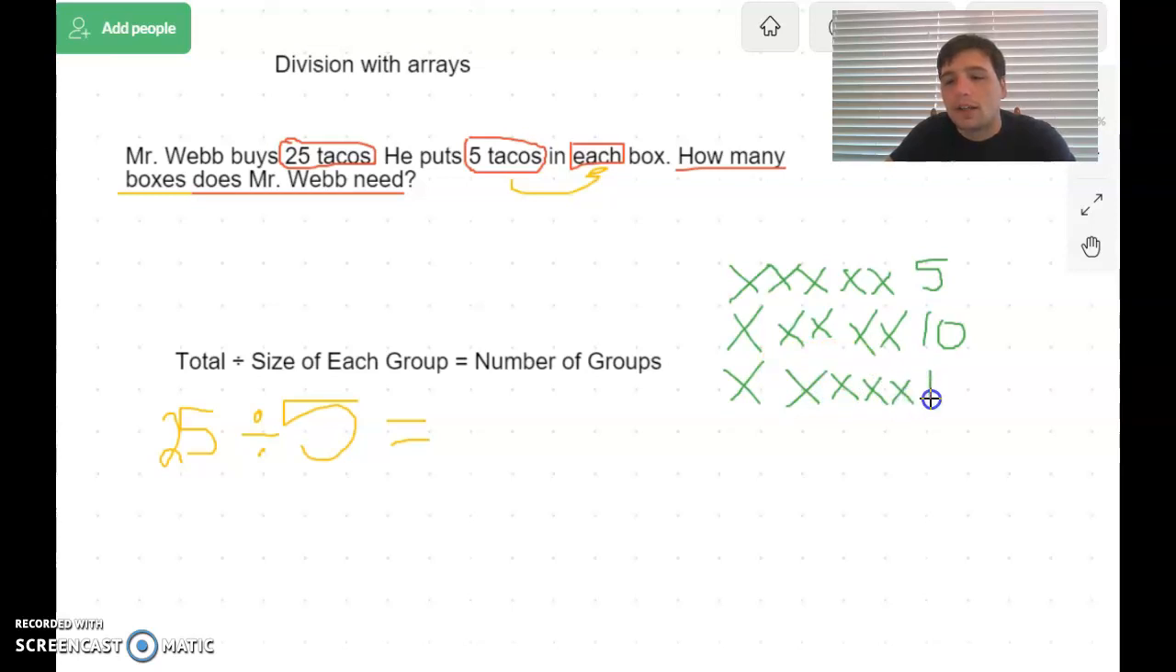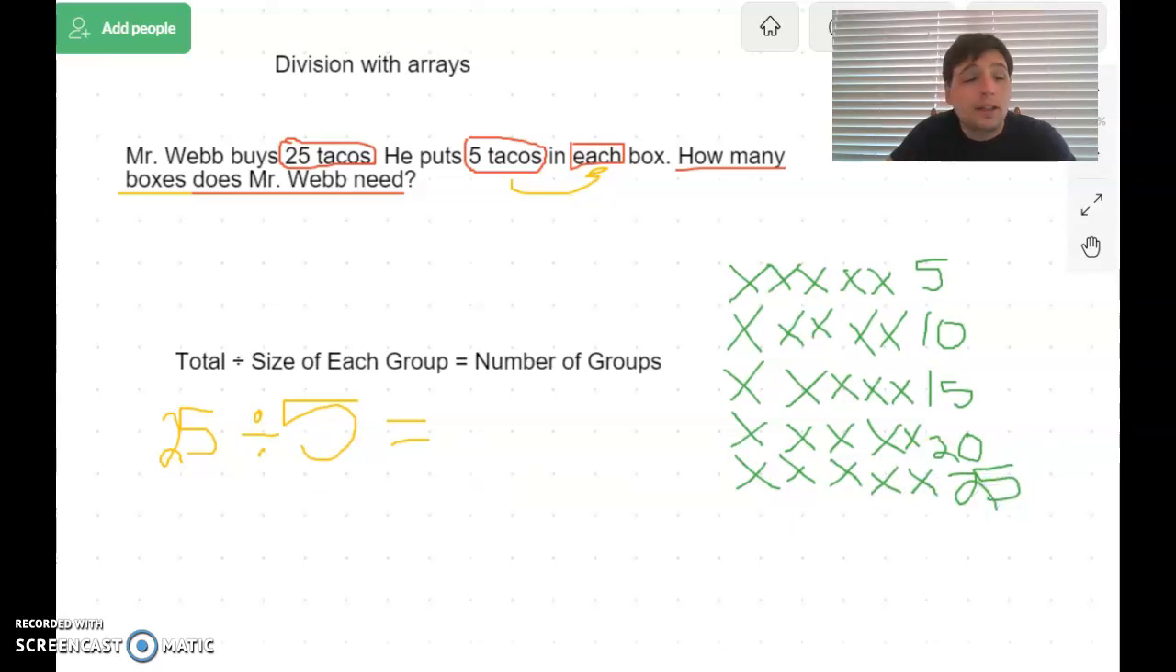That will give me 15, 16, 17, 18, 19, 20, 21, 22, 23, 24, 25. So right there, I already found my answer. I have, here's one box, 2 boxes, 3 boxes, 4 boxes, 5 boxes. 25 divided by 5 is 5.